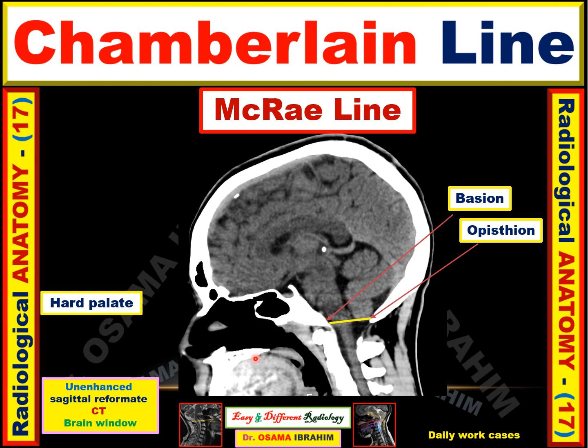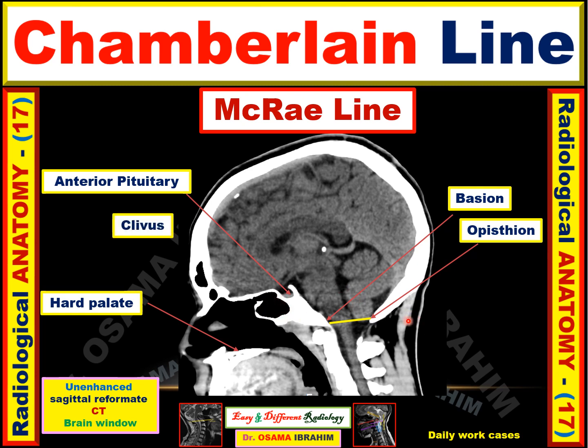And also anteriorly, we can discriminate the hard palate here, even in this soft tissue window, though it is better detected in the bone window. However, the anterior pituitary gland can also be detected here within the sella turcica, and this is the sella turcica part from the clivus and dorsum sellae and sphenoid bone anteriorly. And this is the clivus as I described before. So this line connects the basion and opisthion and refers to the foramen magnum.